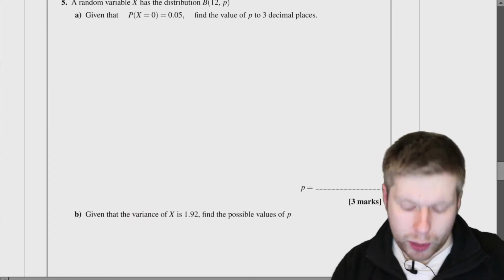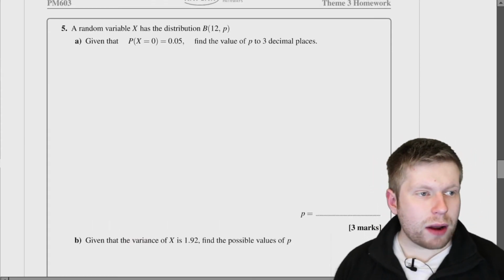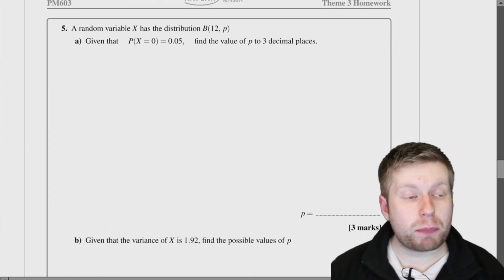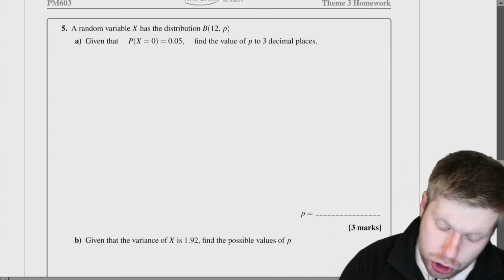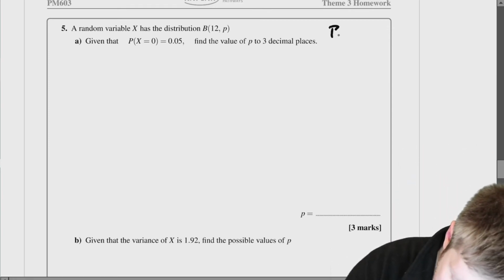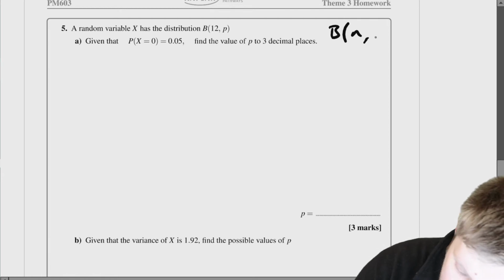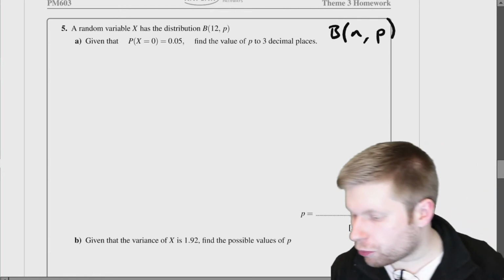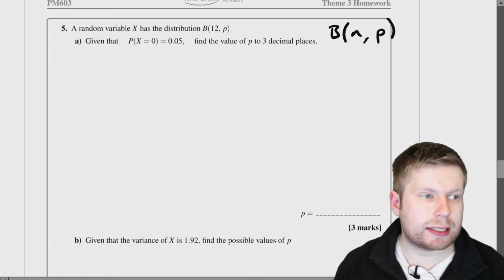So okay, let's have a look at question 5 then. We're given a random variable and it has a distribution which is binomial. Just remember, the binomial distribution has two parameters. It has n, which is the number of trials, and p, which is the probability of success.